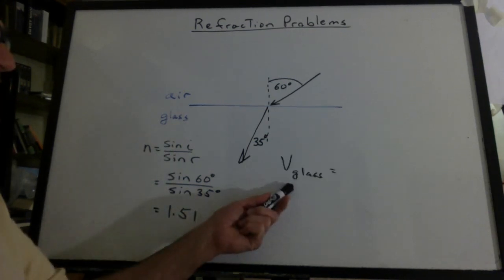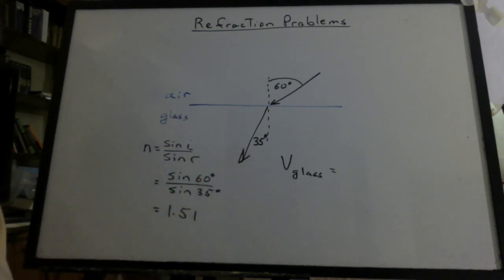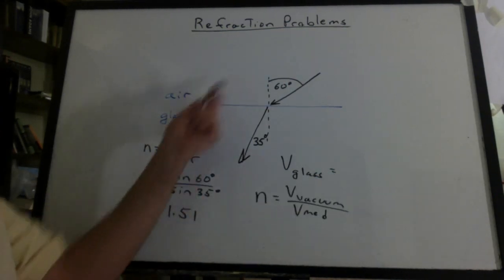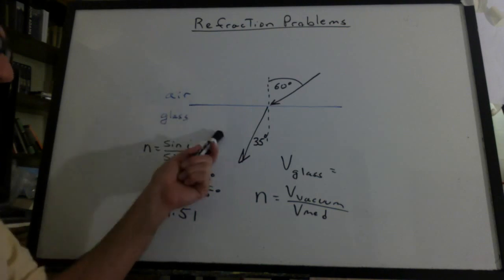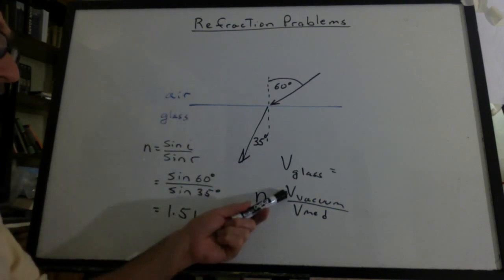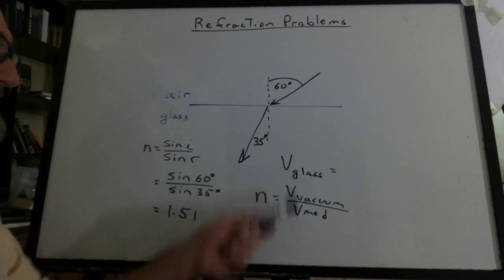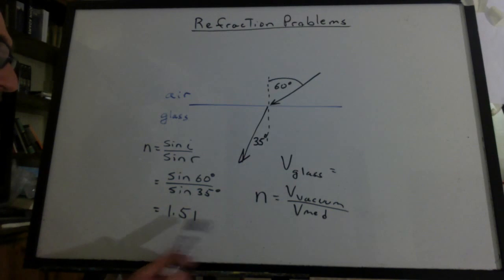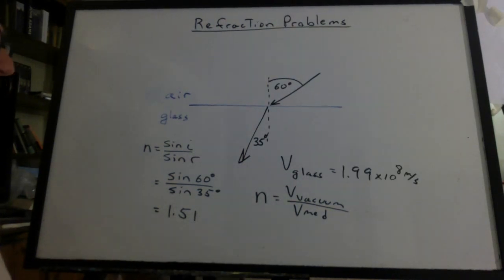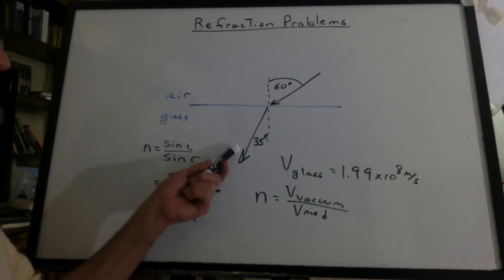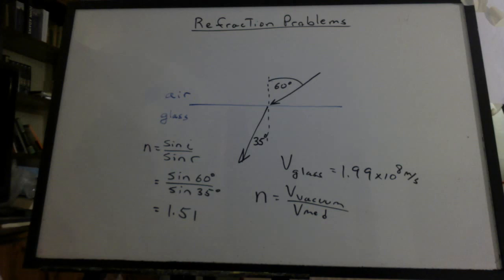Could you calculate the velocity of light in the glass? Well, remember that refraction is based on the difference in the speeds of light in the medium. Well, we have a vacuum up here, that's 3 times 10 to the 8th meters per second. And now we can find the velocity of light in the glass because we know the index of refraction. It's simply this ratio. And we get 1.99 times 10 to the 8th meters per second. Yeah, it does work out that way. It is slower down in the glass.